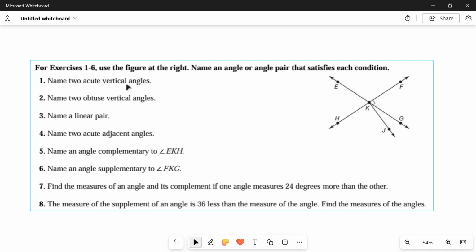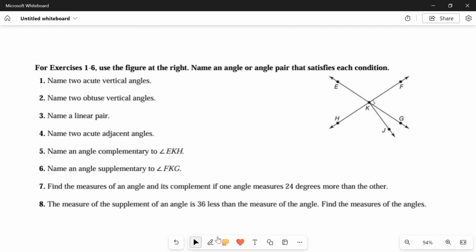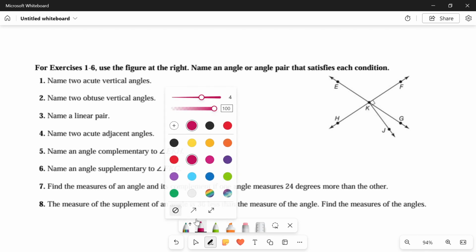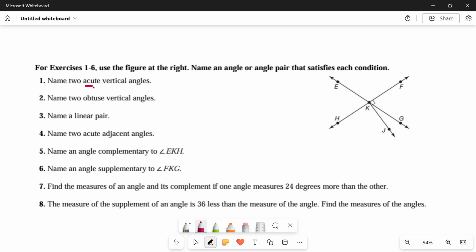Okay, name two acute vertical angles. Acute vertical angles. So that would mean that if they are acute, they are less than 90 degrees. So that is a term that we need to know. Acute is smaller than 90. So I can see that these two, FKJ, has the right angle symbol right here. So these two are 90, which means that FKG is less than 90.